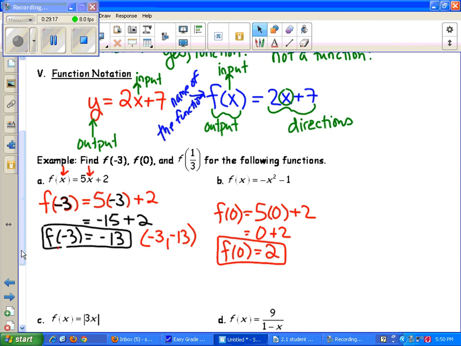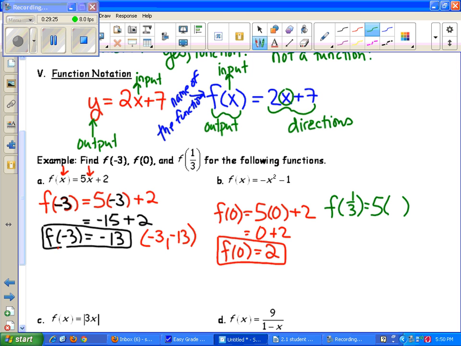Then the last one, we have a fraction, which is f of 1/3. So do the same thing. 5, we're going to input the 1/3, plus 2. Then I've got to go ahead and simplify this. So 5 times 1/3 is going to give me 5/3 plus 2. And then you can get a common denominator here to add these together. Or, if you want to use your calculator, add them and hit the math fraction key, whatever helps you.